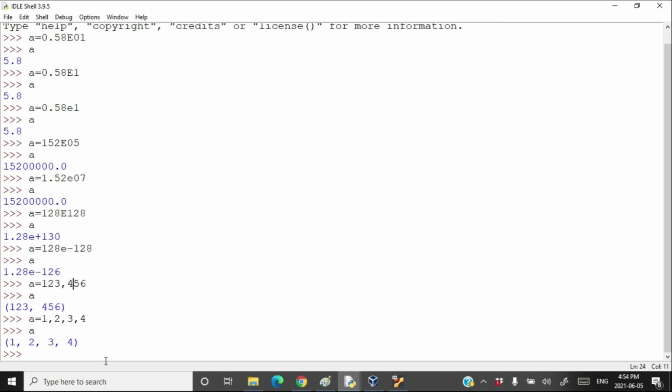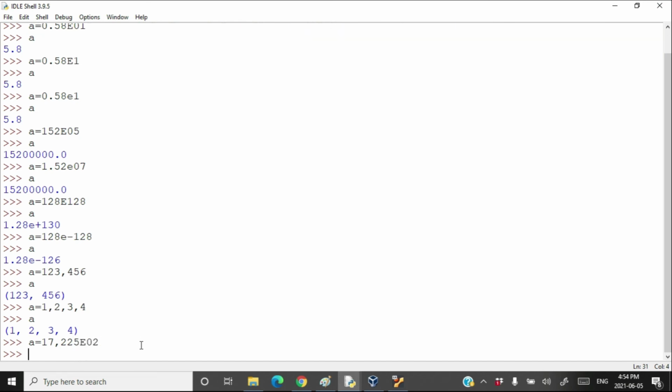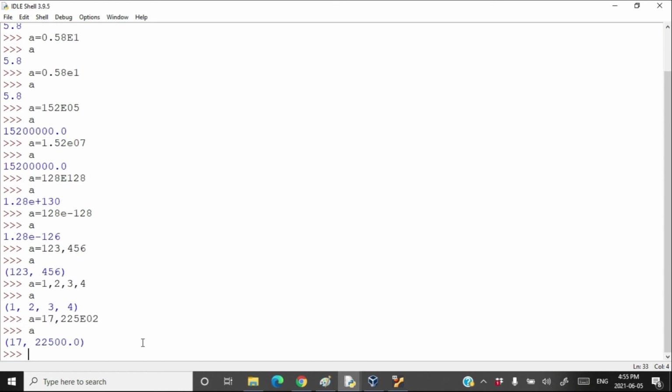So if you try to assign like A is equal to 17, comma 225 E02, then the Python interpreter will not throw any error. It will create a tuple with two numbers. One is 17 and the other one is 225 into 10 to the power 2. So type A, press enter, and here you have two numbers. One is 17 and the other one is 22500. So if you put a comma in the integer literal or floating point literal, the Python interpreter will not throw any error. It will silently create a tuple and store the reference to that tuple into the variable.